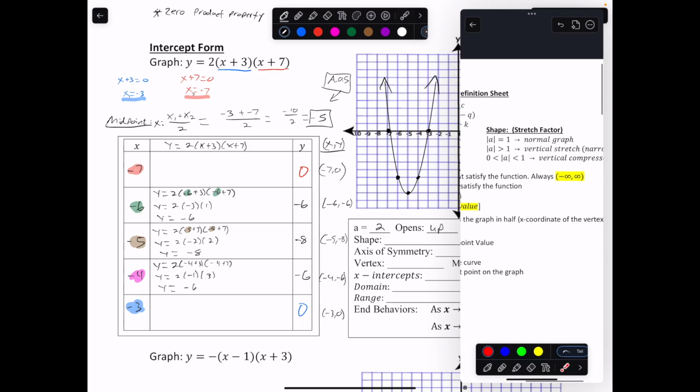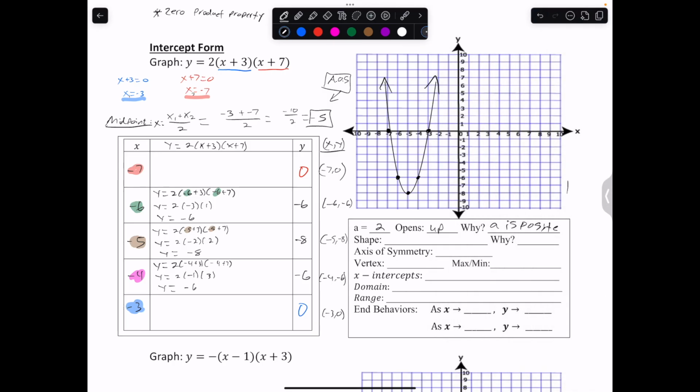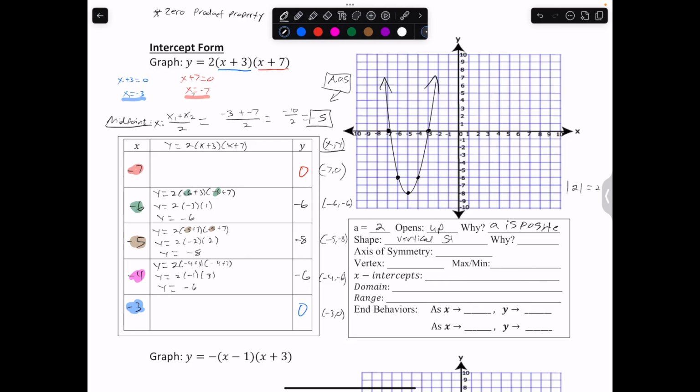So let's go over here. Again, we take the absolute value of 2. So if it's equal to 1, it's normal. If it's greater than 1, it's a vertical stretch. If it's less than 1, it's vertical compressed. If we take the absolute value of 2, that is equal to 2. So that is greater than 1. So this is a vertical, what did we say it was? Vertical stretch. Why? Because the absolute value of a is greater than 1.